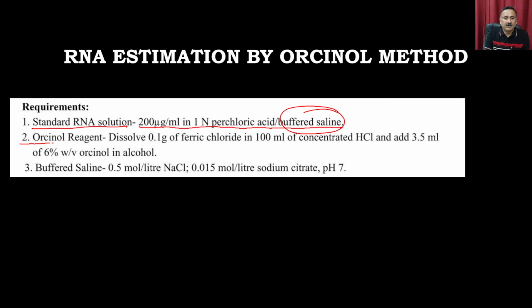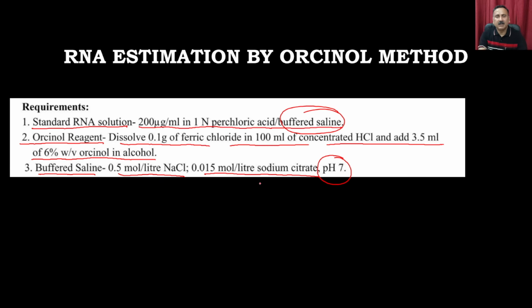Then you also require the orcinol reagent. You can dissolve 0.1 gram of ferric chloride in 100 ml of concentrated HCl and add 3.5 ml of 6% weight by volume orcinol in alcohol. And then you also require the buffered saline. You can make the NaCl and the citrate buffer pH 7. So it's very simple. You don't require a lot of reagents.